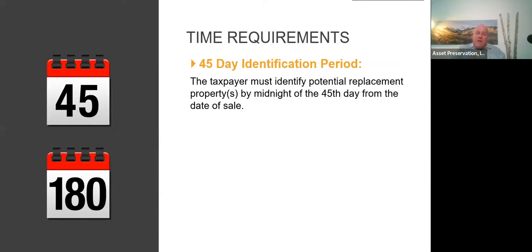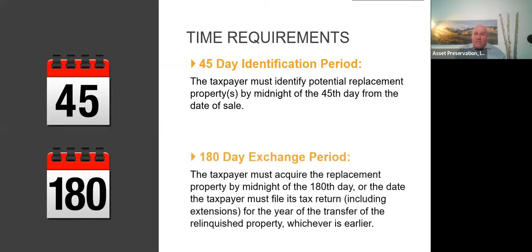You then have another 135 days for a maximum of 180 days to close. So 0 to 45 is the identification period, 45 to day 180 is what we call the exchange period. Now that's the maximum time frame. It can be less. So if your client has to file their tax return, anybody that closes after the middle of October and they file their tax return on April 15th, they would potentially have a shorter time period.